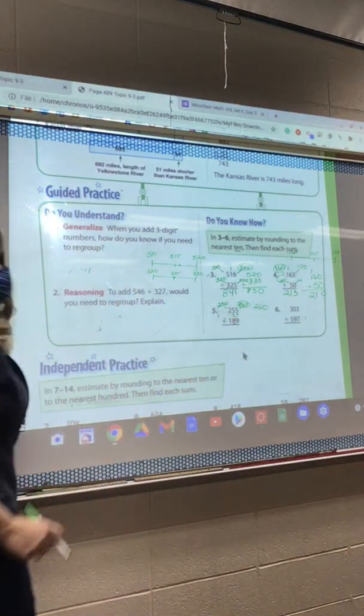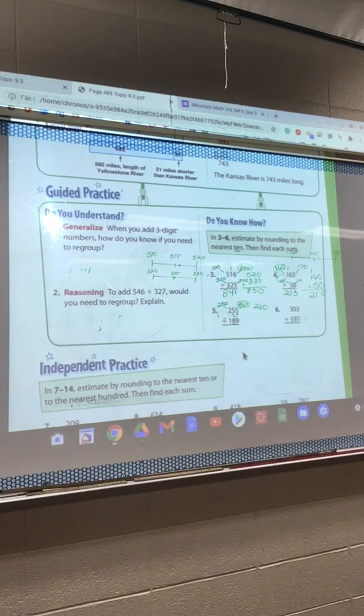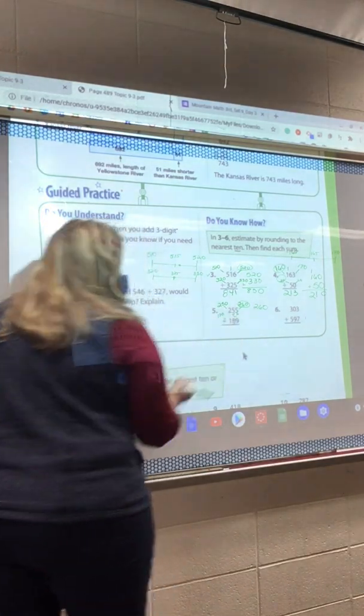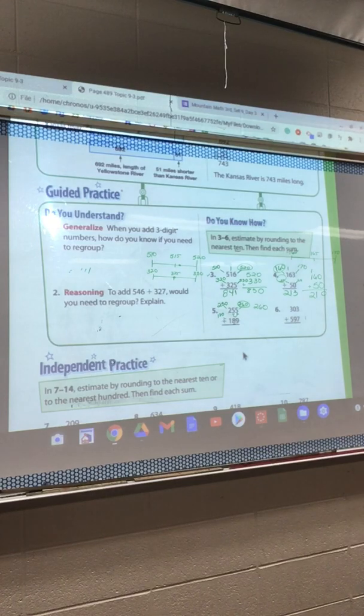What's in my tens down here? 8. What's it worth? 80. So look, I'm just going to put the 80 right here. Okay. What can my other benchmark be? 180 or 190? 190, that's right.